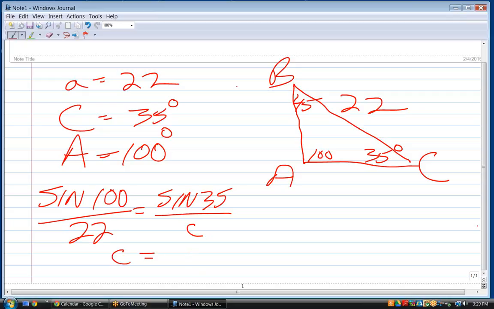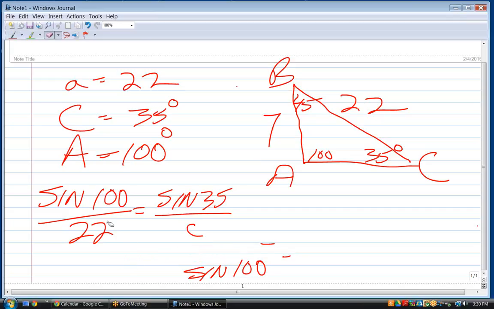I'm going to cross multiply and then divide both sides by sine of 100. So what do I get? I get 22 sine of 35 divided by sine of 100. What number is that? 0.126, and then sine inverse. It's 7 degrees, or 7. Yeah, 7 sounds like it might be correct. If opposite the 100-degree angle is 22, then opposite the 35-degree angle it could be 7.